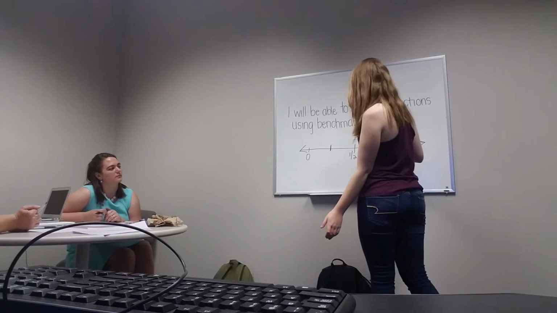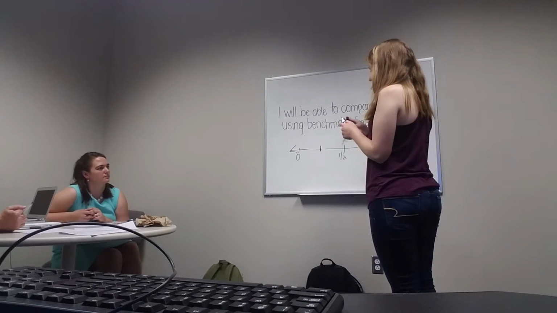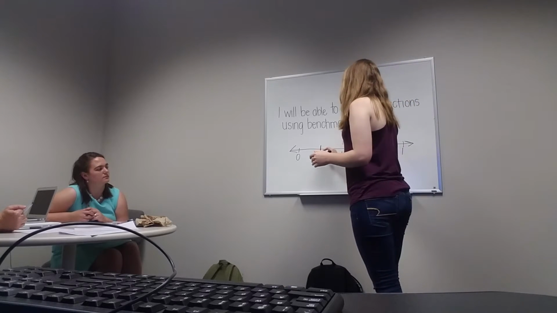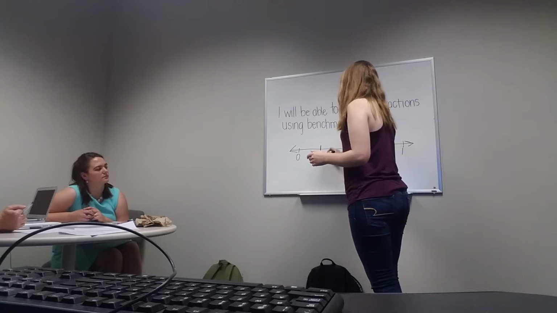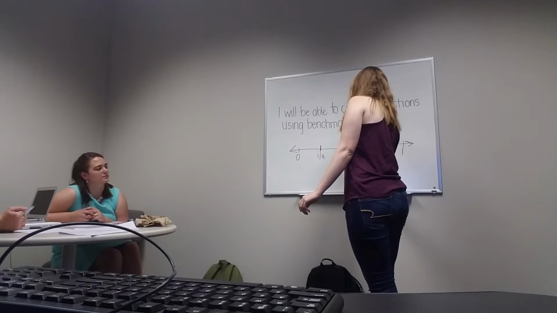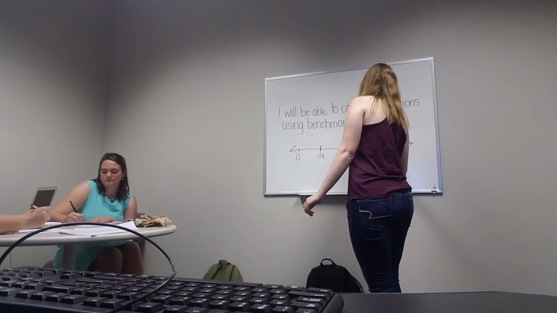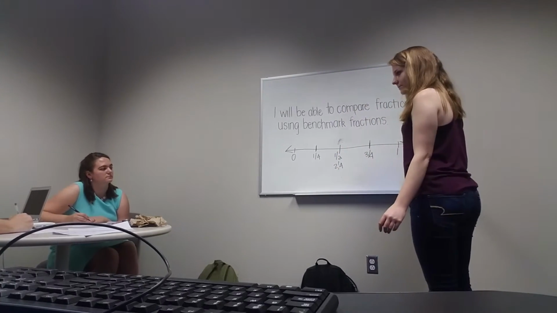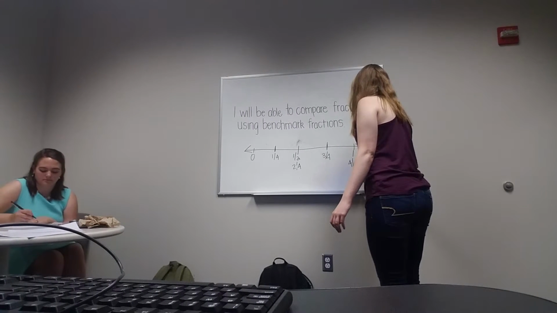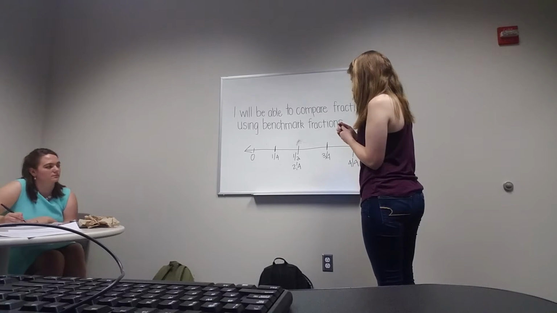Maddie, can you tell me what the denominator is? The bottom number. The bottom number, exactly. So how many are in the whole? So here we have 1/4. And how many fourths is equal to 1/2? 2. 2/4, exactly. And then 3/4. And then how many fourths are equal to 1? 4. 4/4, exactly. So now we know our fourths.